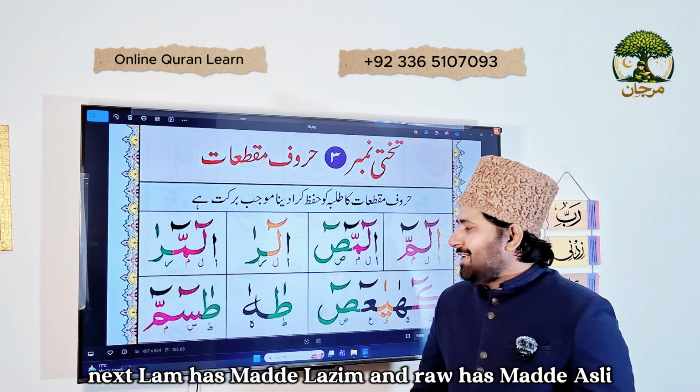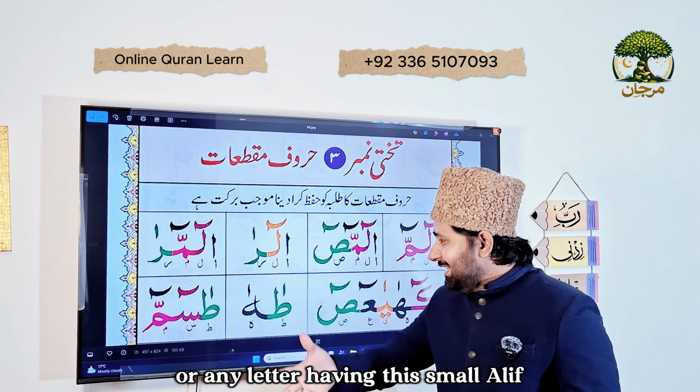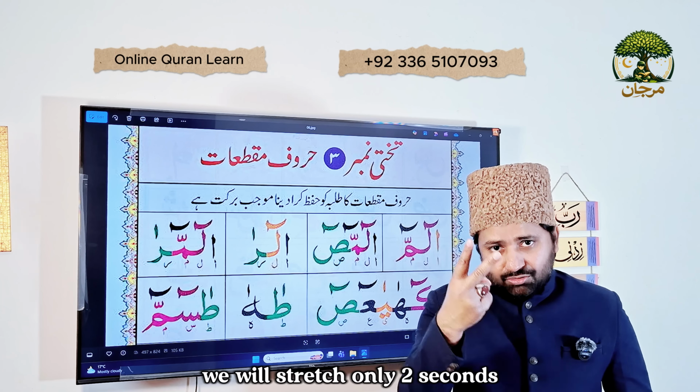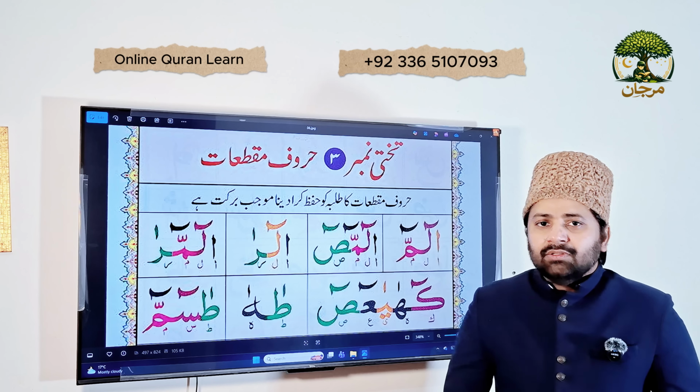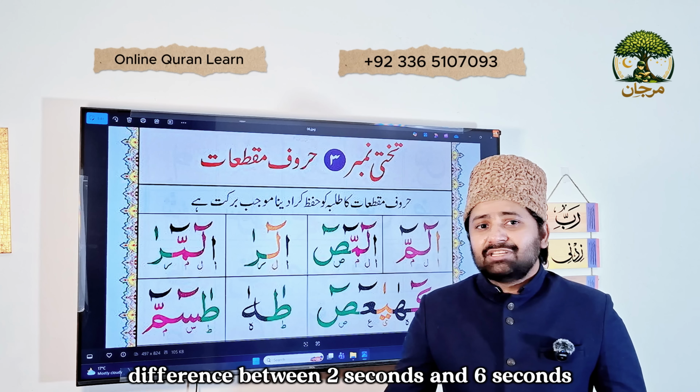Next, Lam has mad lazim and Ra has mad asli. This small alif on the Ra, or any letter having this small alif in this chapter, we will stretch only 2 seconds. In your recitation, there should be a clear difference between 2 seconds and 6 seconds.